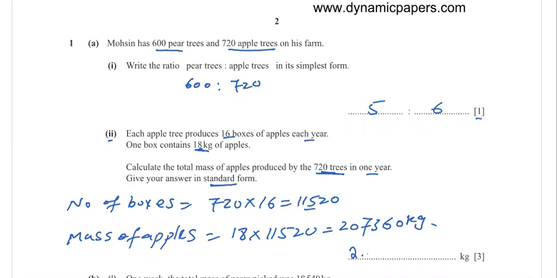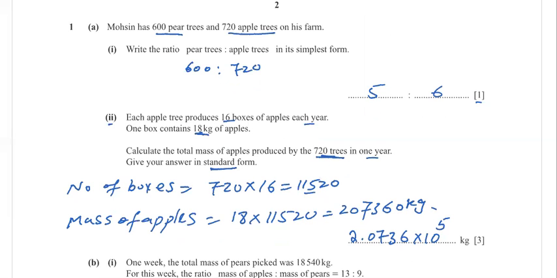So it will become 2.0736 times 10 to the power, we have 1, 2, 3, 4, 5, 10 to the power 5 digits. And even if you want to round to 3 significant figures, you can write 2.07 times 10 to the power 5 also.